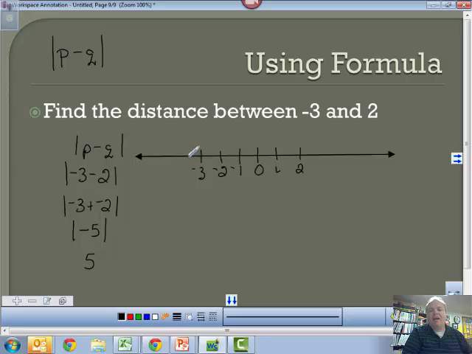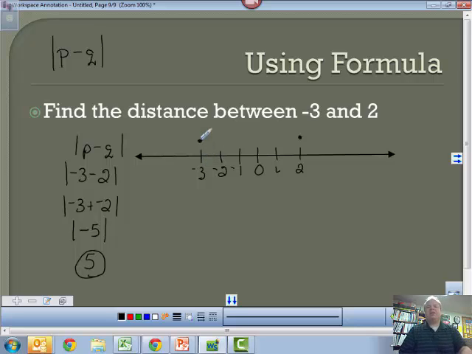Now, I have -3 and +2. Well, how far are they away? So I go 1, 2, 3, 4, 5. Right here. It's 5. They're 5 units away. How did I do that? I simply took my first number minus the second number and found the absolute value. All right?